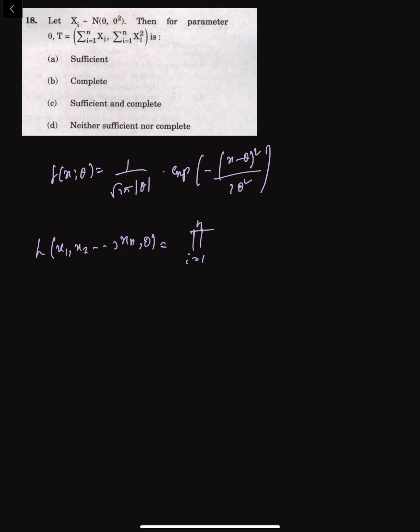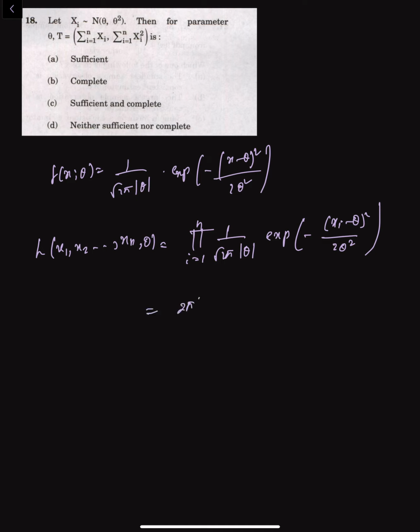1 by square root of 2 pi theta into exponent of minus (x minus theta) whole square by 2 theta square. So that means if we write the joint PDF, so joint PDF would be x1, x2 and so on, xn and theta. So that is the product of i equals 1 to n of 1 by square root of 2 pi theta into exponent of minus (xi minus theta) whole square by 2 theta square.